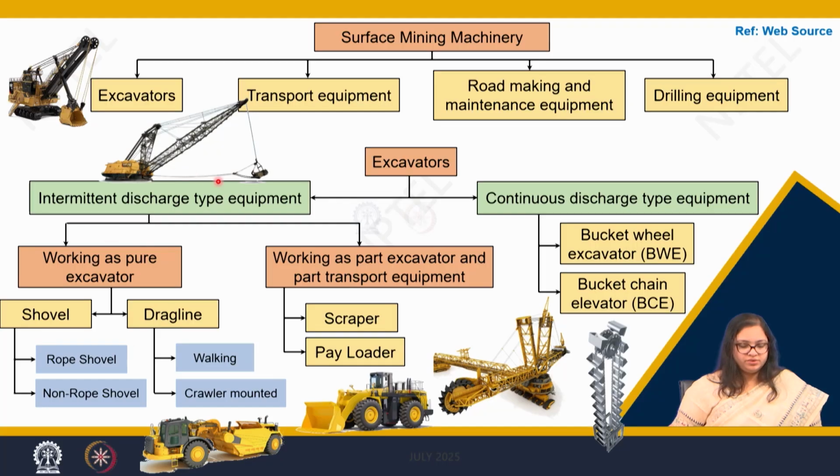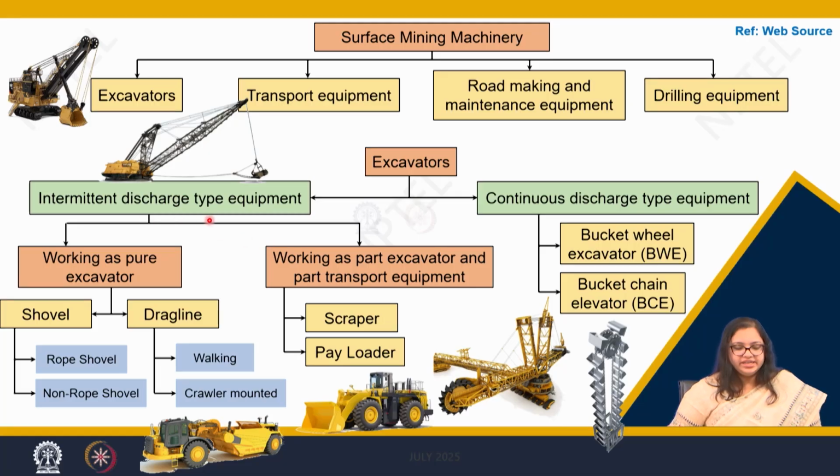Now the intermittent discharge type equipment are of two types. One works as a pure excavator and one works as part excavator and part transport equipment. When we talk about a pure excavator, they are of two types: shovel and dragline. Shovels are again of two kinds: a rope shovel and a non-rope shovel, which is a hydraulic shovel. Draglines are again of two types based on their travel mechanism: a walking dragline and a crawler mounted dragline.